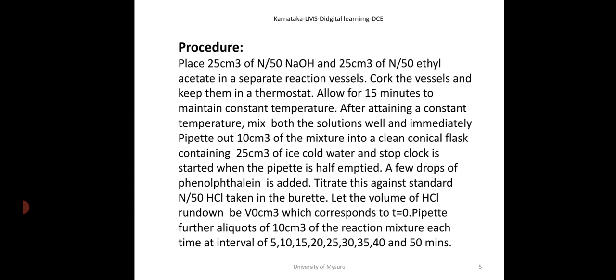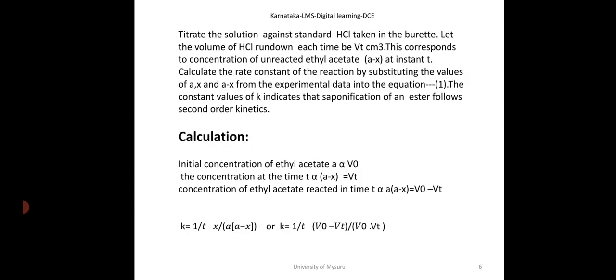Pipette further aliquots of 10 cm cube of the reaction mixture each time at intervals of 5, 10, 15, 20, 25, 30, 35, 40 and 50 minutes. Titrate the solution against standard hydrochloric acid taken in the burette. Let the volume of hydrochloric acid run down each time be Vt cm cube. This corresponds to the concentration of unreacted ethyl acetate, a minus x, at instant t.